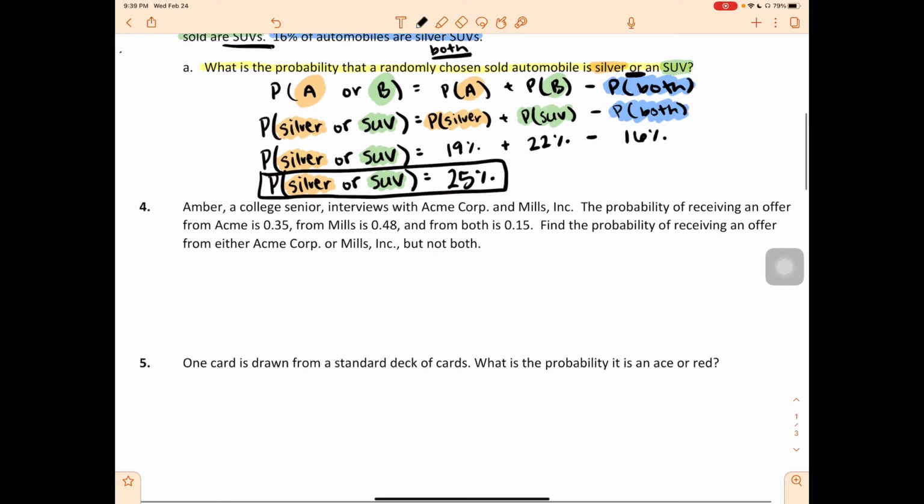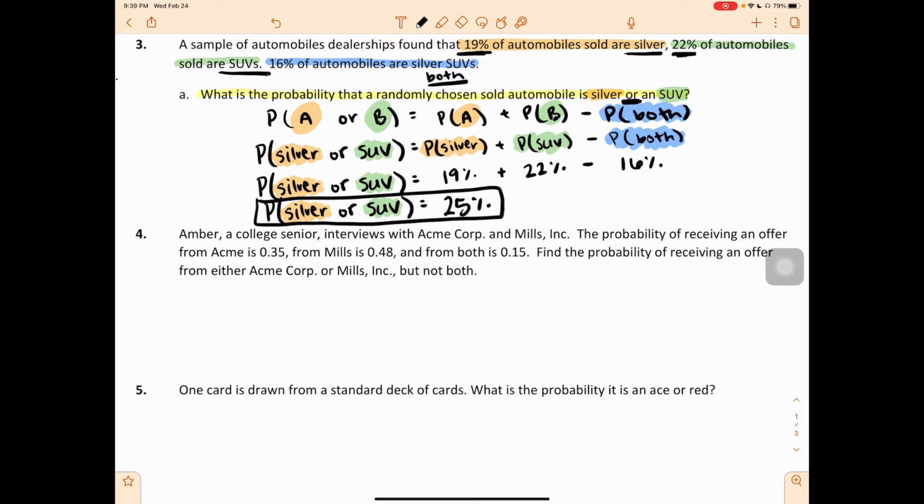So here it says, Amber, a college senior, interviews with Acme Corp or Corporation and Mills Incorporated. The probability of receiving an offer from Acme is 0.35, or that's technically 35%, right? But 0.35 is totally fine as well. From Mills is 0.48, and receiving an offer from both of them is 0.15. Find the probability of receiving an offer from either Acme or Mills Incorporated, but not both.